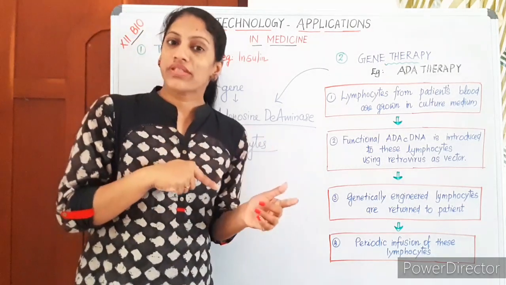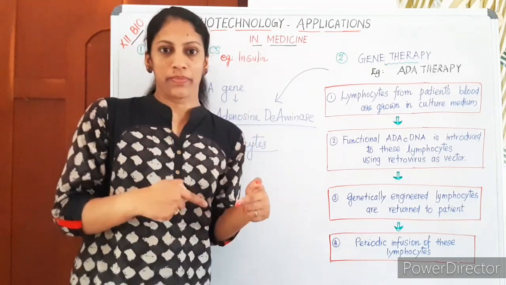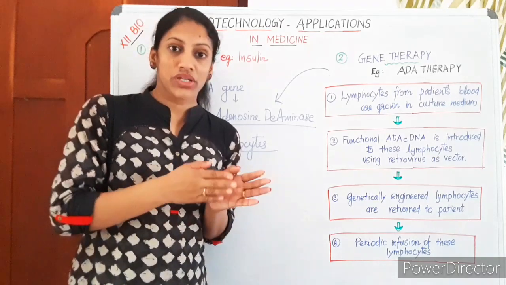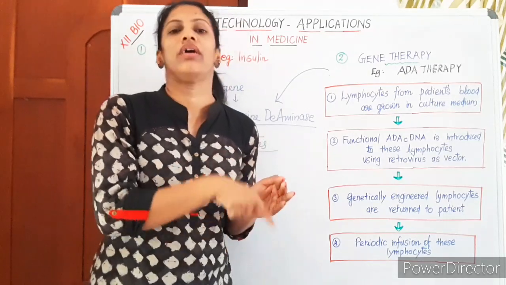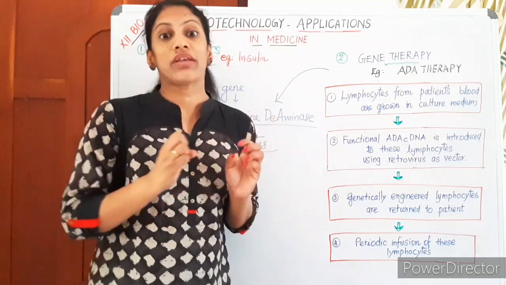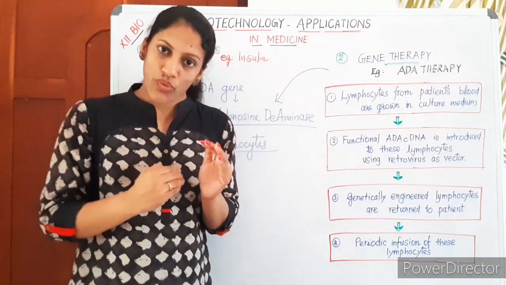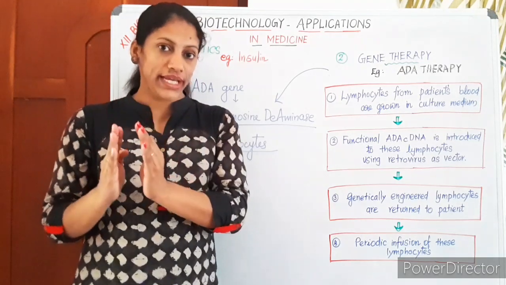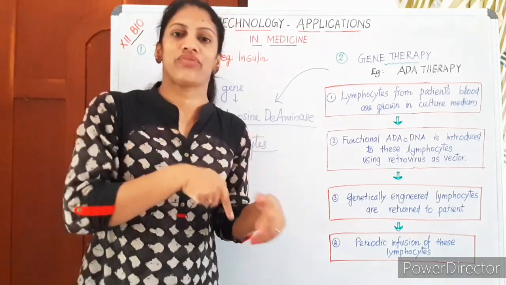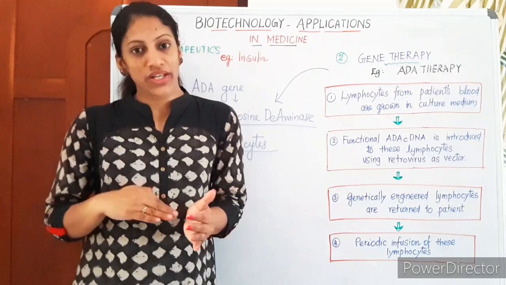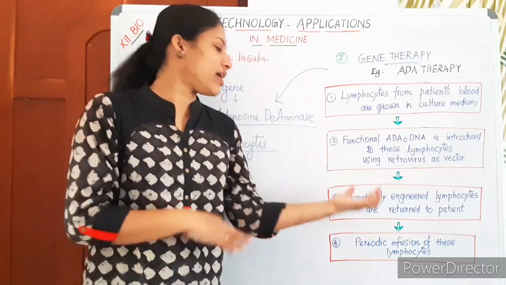Secondly, the lymphocytes have a defective ADA gene. So the second step is replacement of that gene. Actually, the gene is not cut and removed. Functional ADA cDNA is introduced into the lymphocytes of the patient using a retrovirus as the vector. With the help of the retroviral vector, the functional ADA complementary DNA is introduced to all lymphocytes of the patient.